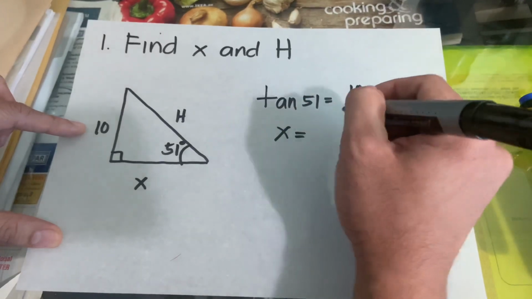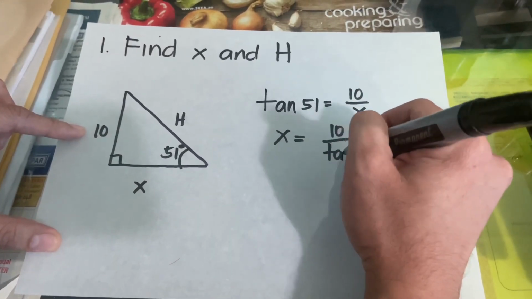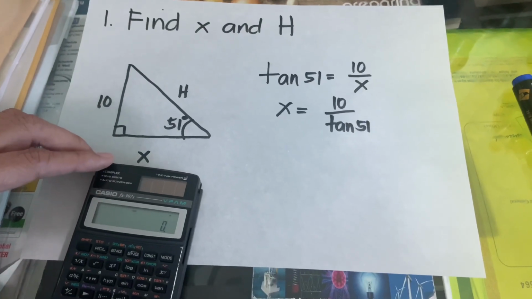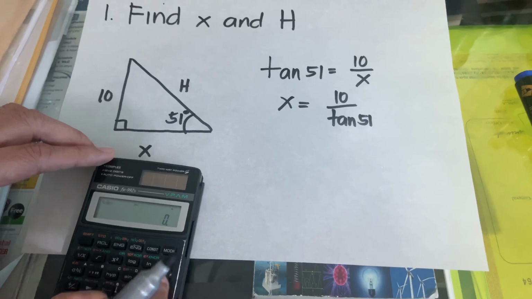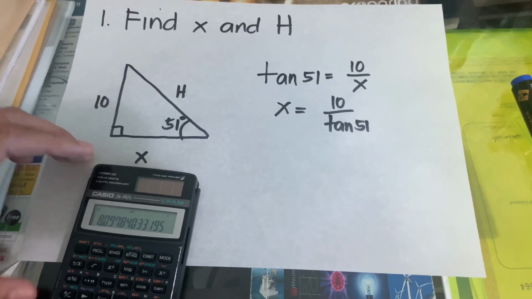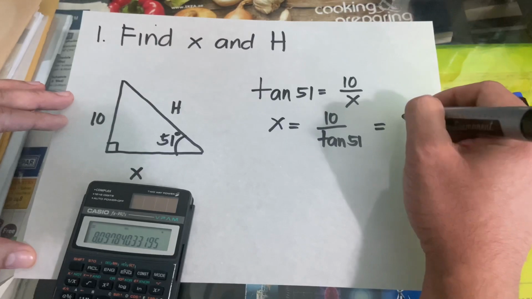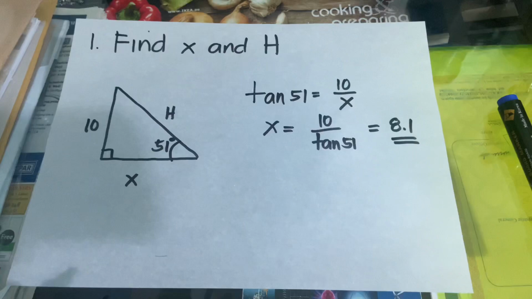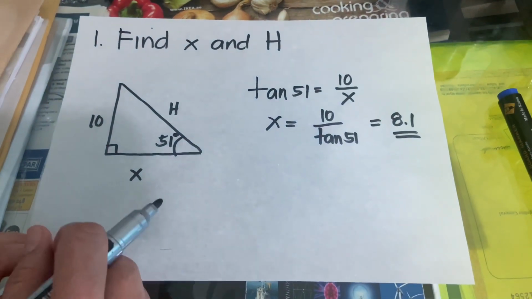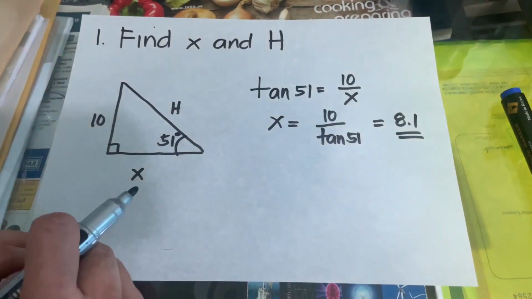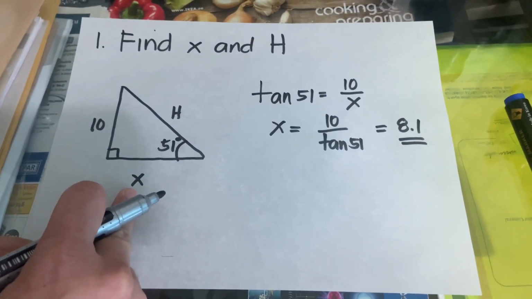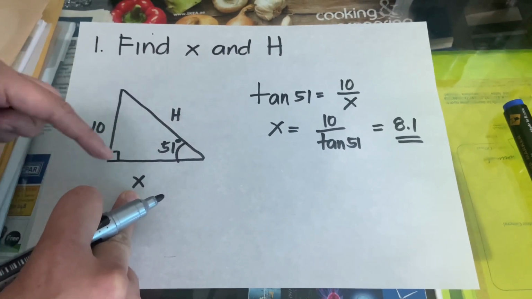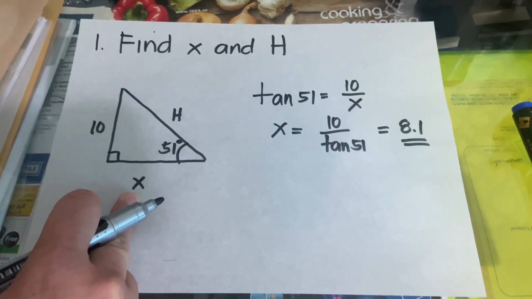So our x will be 10 over tangent 51 degrees. Using our calculator, you can have 10 divided by tangent 51. So we have here a value of x which is 8.1. Okay, so that's the value of x. For h, you can use either the Pythagorean theorem, or since we know x already, h squared is equal to x squared plus 10 squared. We can use that also.